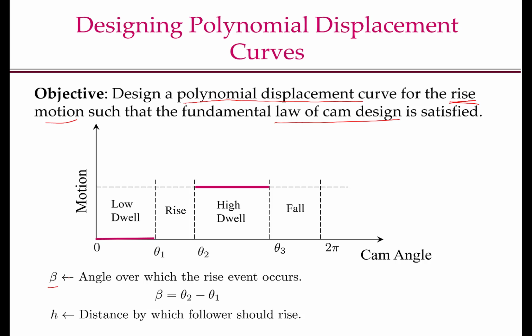First, let us introduce some notation. Let beta be the angle over which the rise event occurs, that is beta is equal to theta 2 minus theta 1. Theta 1 is the angle at which the rise event starts, theta 2 is the angle at which the rise event ends. H is the distance by which the follower should rise, so H is this value.